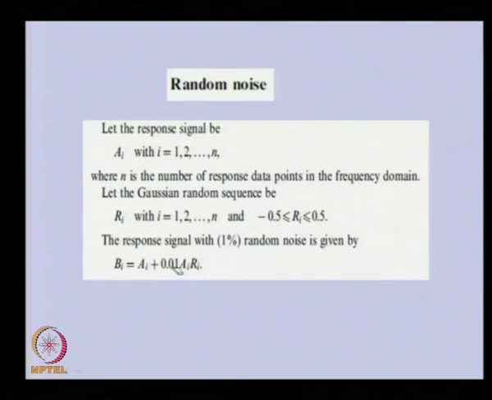So, this 0.01 corresponds to 1% random noise in the system. If you are adding 2% noise or 3% noise, this factor will change, otherwise this expression will be the same. So, this is just to mimic the actual experiment, we added some noise into the system.